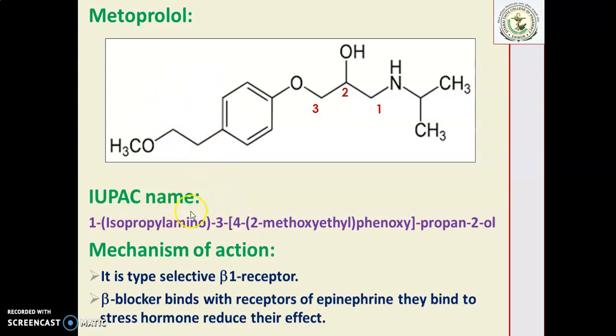So IUPAC name is given, numbering is given as 1, 2, 3. So at the first position there is isopropyl amino. At the third position and to that fourth position there is a 2-methoxy ethyl phenoxy group. And parent we can consider propane 2-ol. Mechanism of action of metoprolol is it is a selective beta-1 receptor blocker. Beta blocker binds with receptors of epinephrine. They bind to stress hormone, reduce their effect.